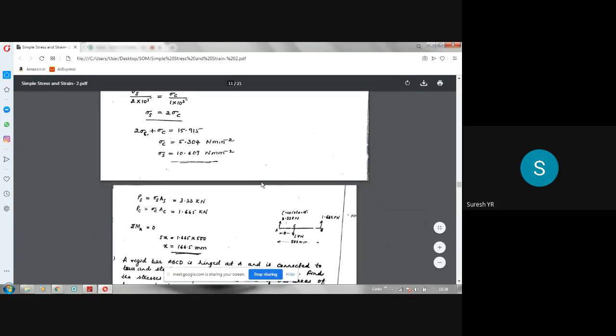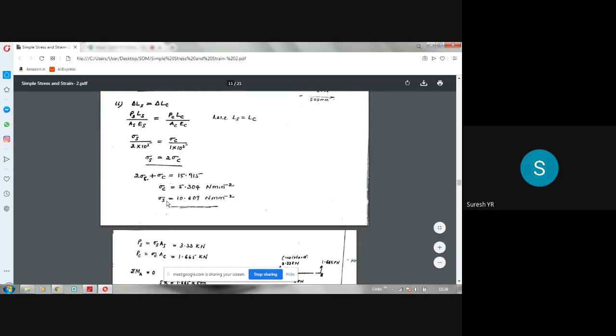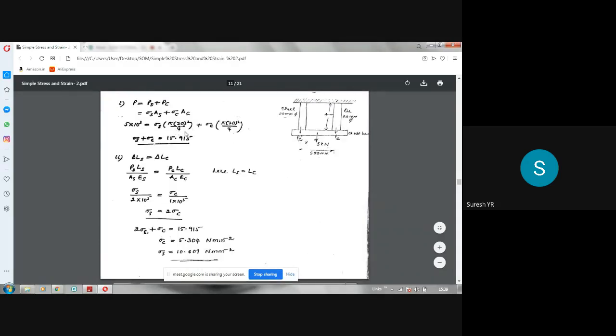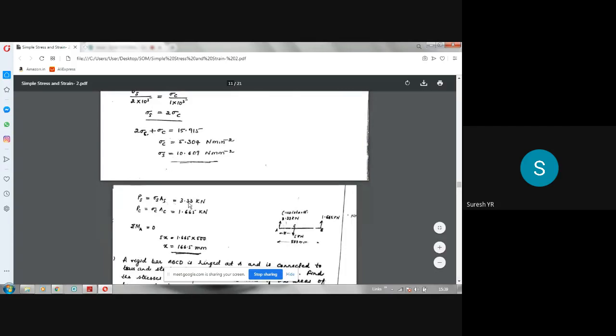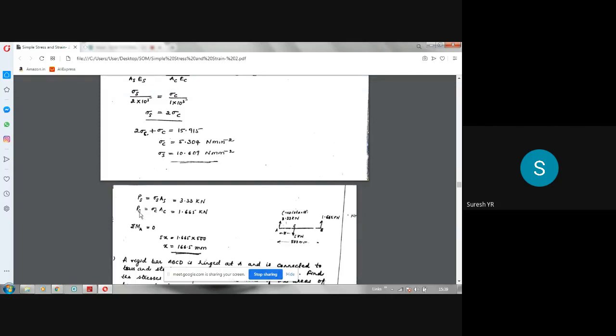Now if you want the forces, PS is equal to sigma S into AS. We know that force is given by stress into area. So if you multiply, sigma S is 10.6 into AS. AS is pi into 20 square by 4. This is your area of steel. If you substitute that, you will get 3330 Newton. It will be in newtons. Convert that into kilonewton, 3.33 kilonewton.